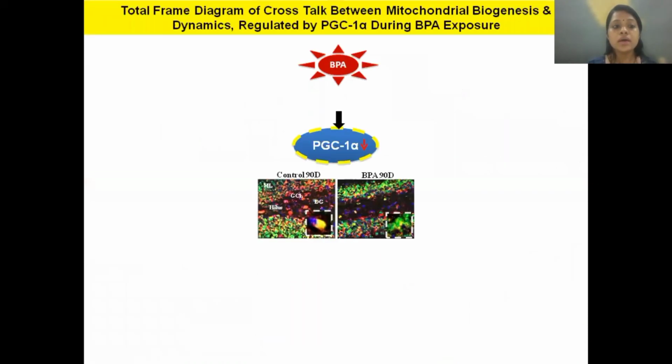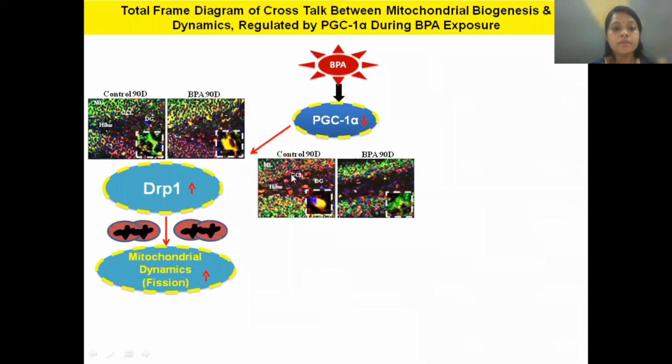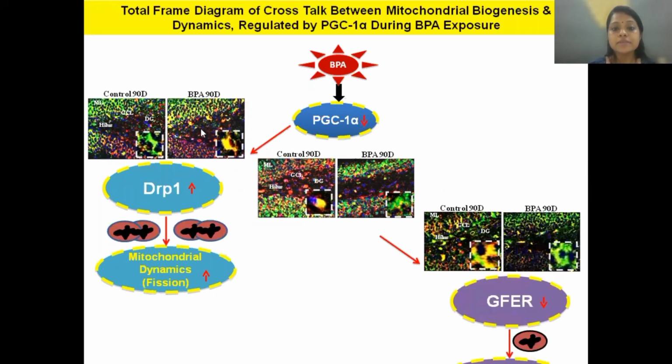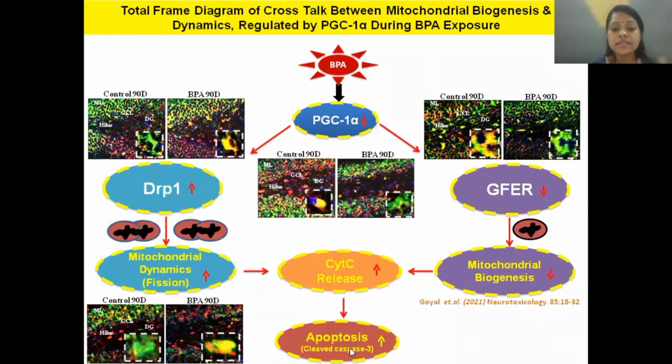So in our PhD work, we found that BPA impairs the PGC1 alpha level in comparison to control, while the DRP1 level elevates in BPA exposure and impairs the G4 level, which imbalances the mitochondrial biogenesis and dynamics, which triggers the cytochrome C release from the mitochondria and elevates caspase level and impairs the learning and memory in the rat.